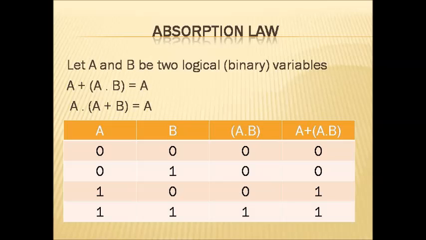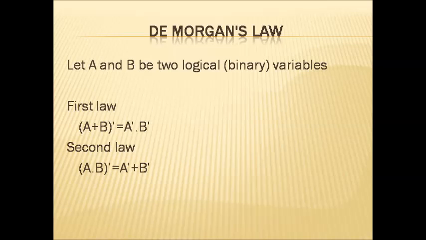Okay. According to De Morgan's law, A and B are two binary variables. This law has two parts. The first part is that (A + B) the whole bar is equal to A bar · B bar. The second part of the law is (A · B) the whole bar is equal to A bar + B bar. Right? De Morgan's law is an important law under boolean algebra. Okay. Please give extra weightage to this law. Right?